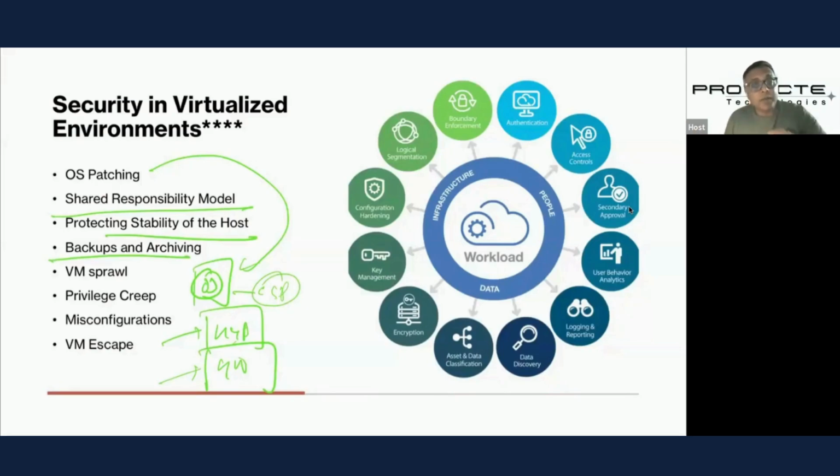Backups and archiving, your problem. It is not the cloud service provider's problem. The cloud service provider is not worried about backups. You have to back it up. VM sprawl, though discussed, is not experienced. VM sprawl means from one VM, I can go to another neighboring VM. I've heard of it, I've seen it on YouTube, somebody doing it, but it is not reported in AWS or GCP environments.